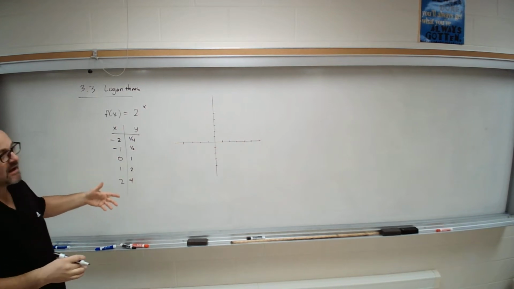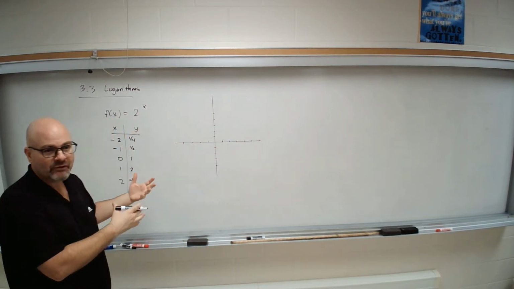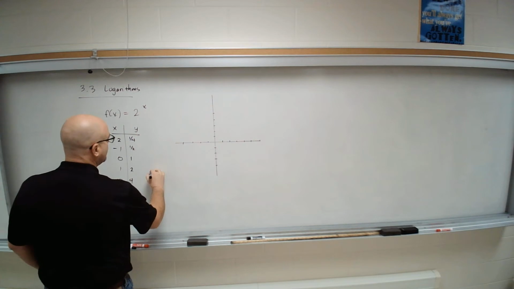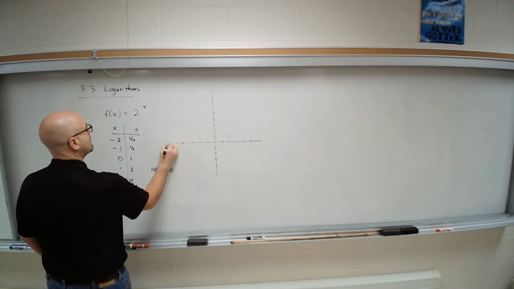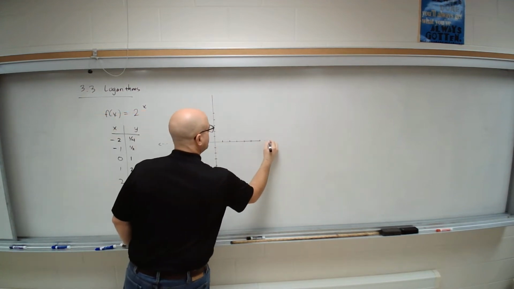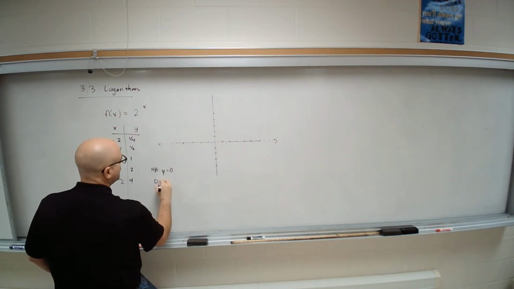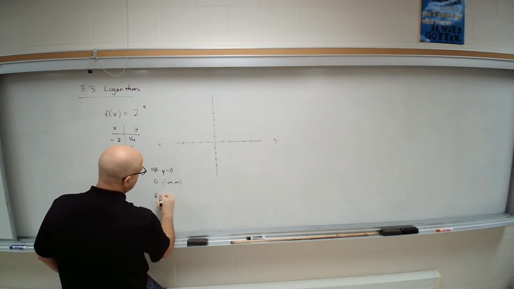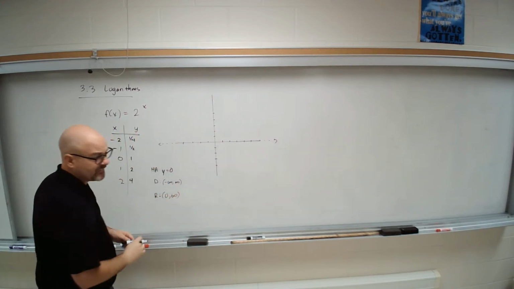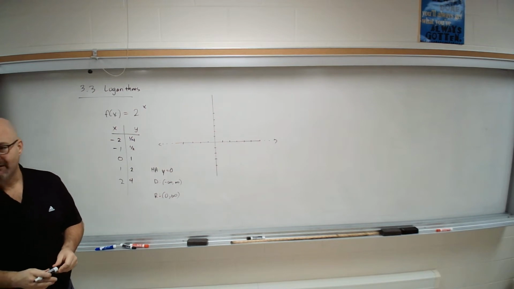And to go ahead and plot these, this is the same type of graph we're used to, right? We've been doing this. We know that it has a horizontal asymptote at y equals 0, right, which we might show here. We know it has a domain of all reals. And we know it has a range from 0 to infinity, right?